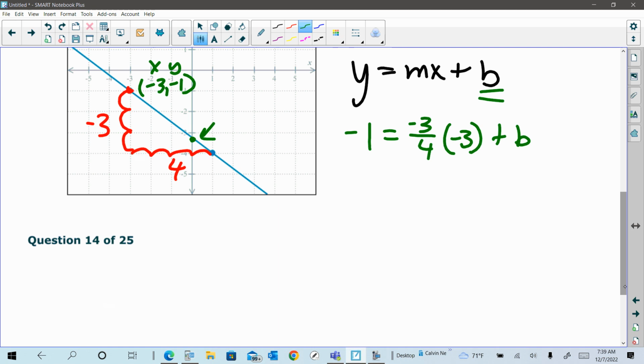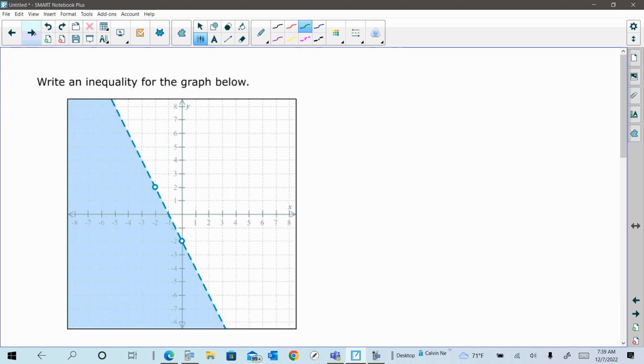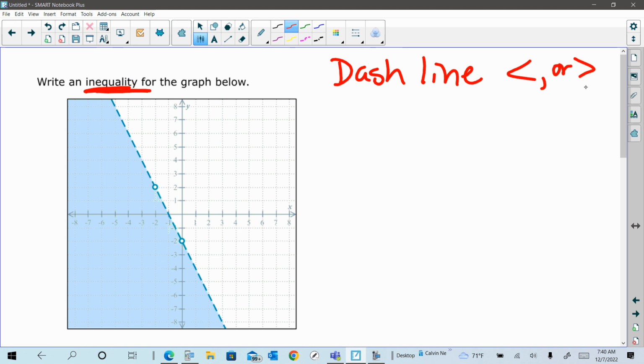All right, so on the next set, inequalities, again, open and closed still remains, but also if you have a dashed line, that's going to be less than or greater than.